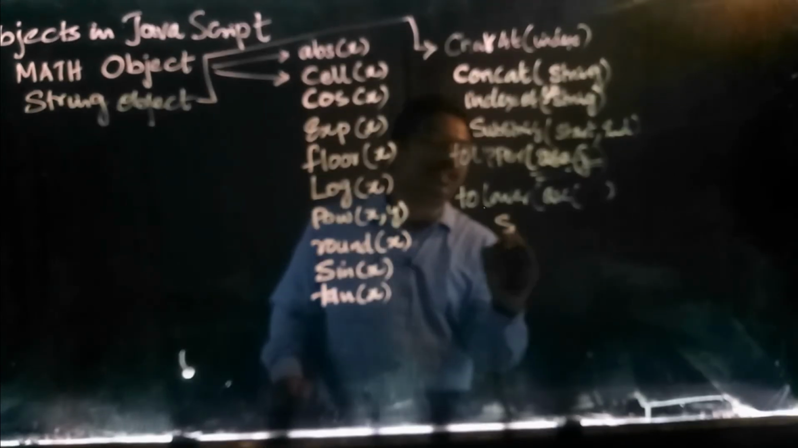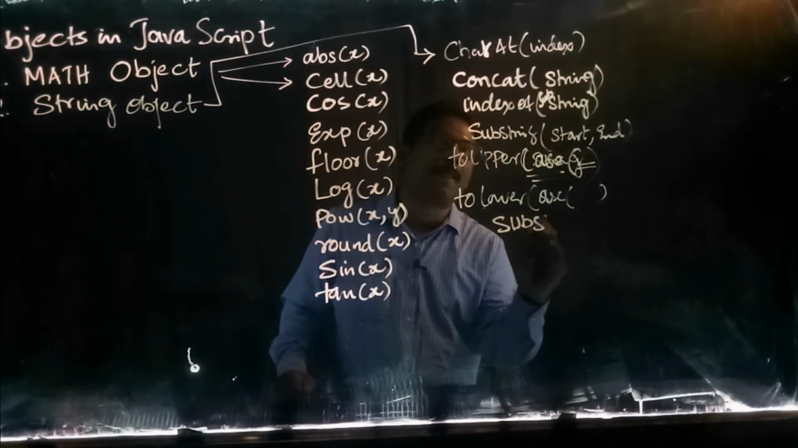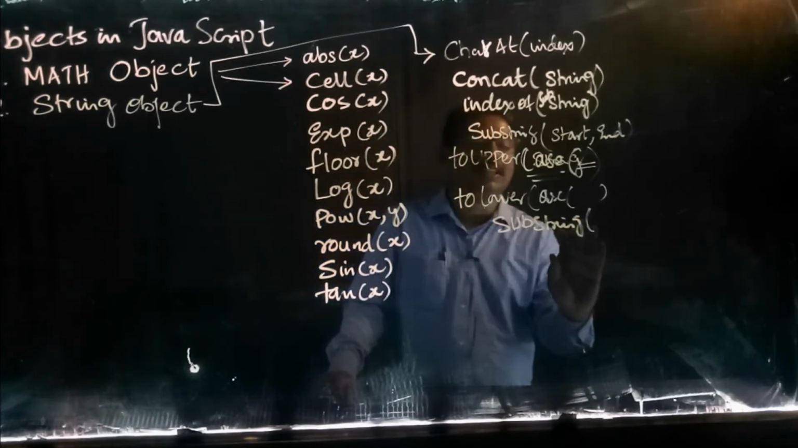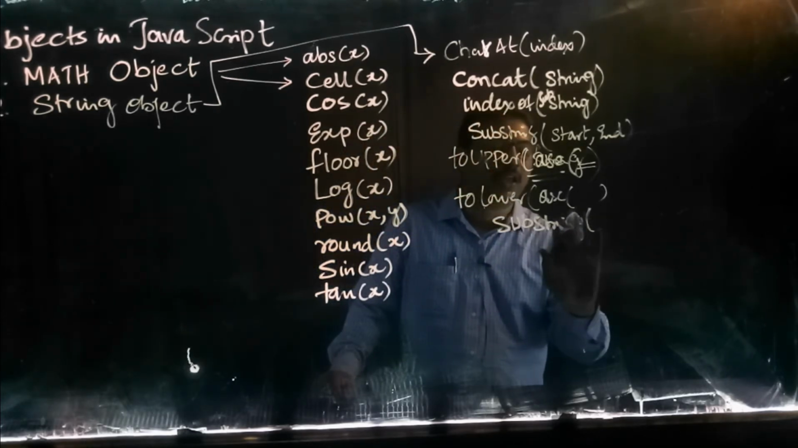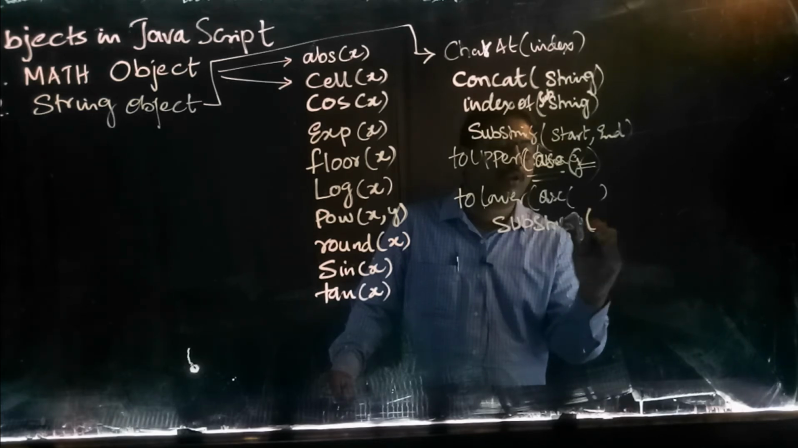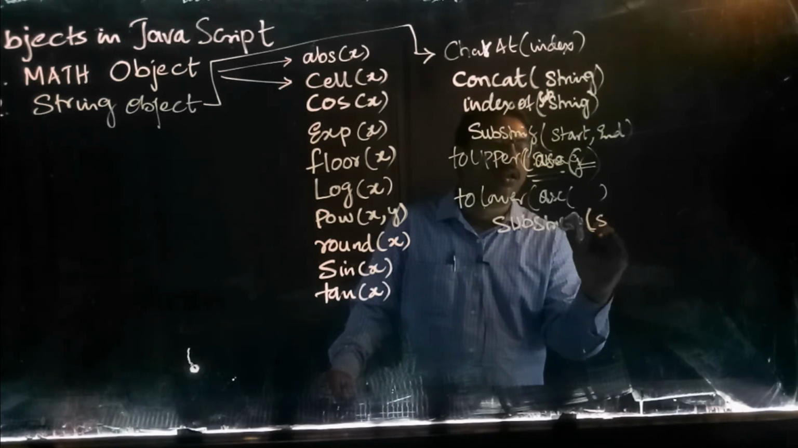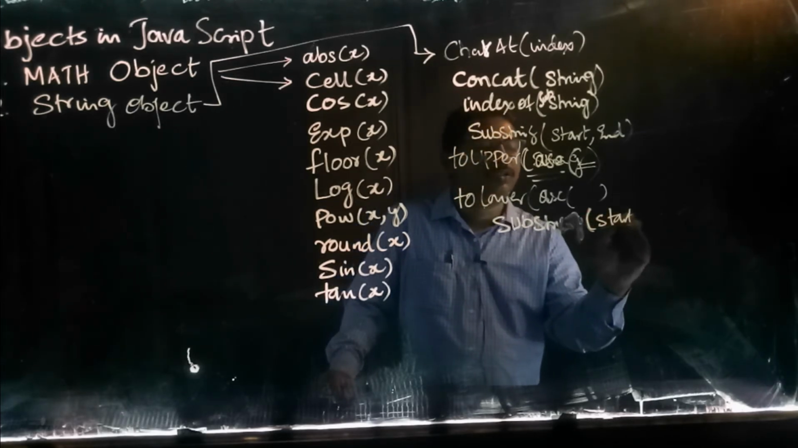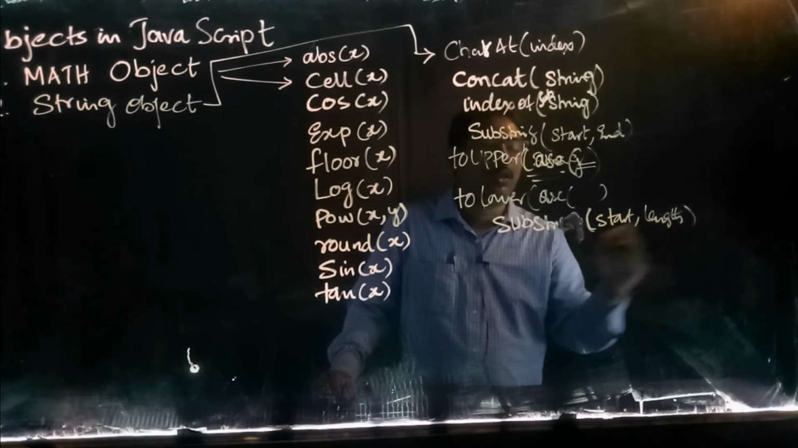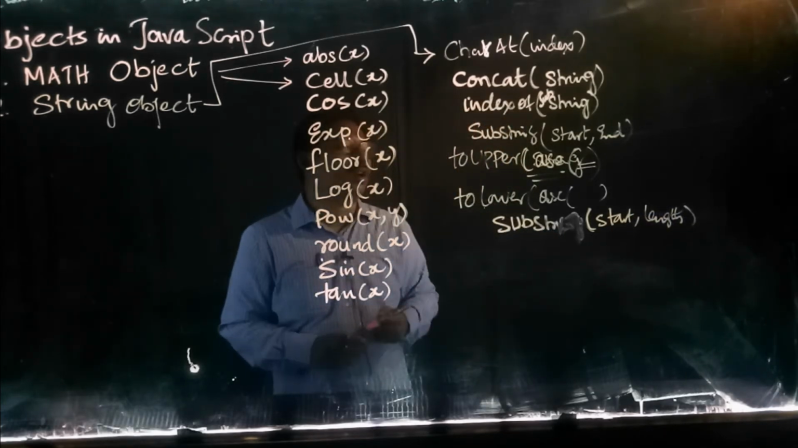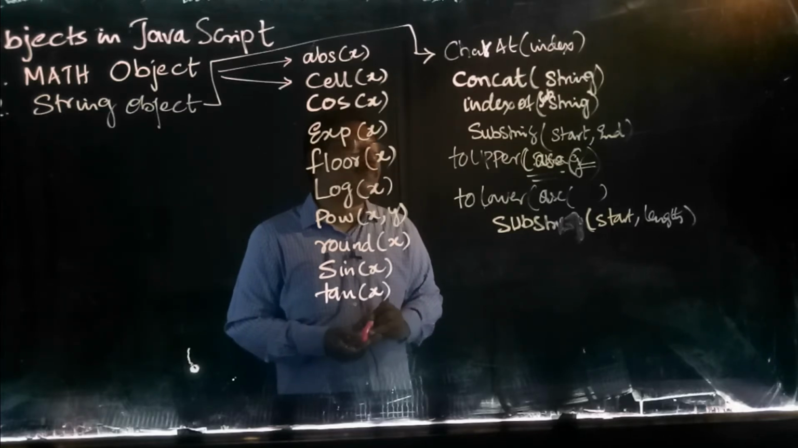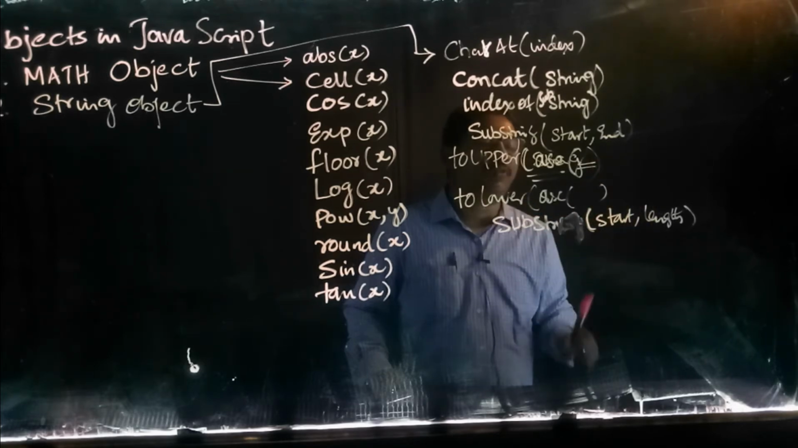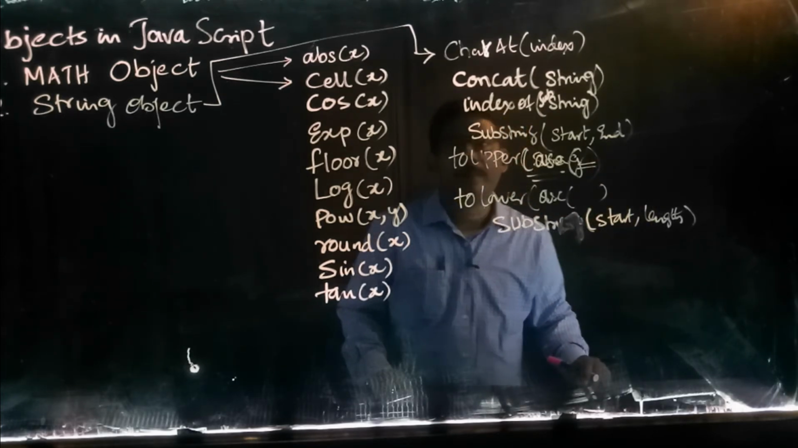Then another function is there, substr. Here, str, we won't give the total string. By using substr with str, start and length, start comma length, the length of the substring is based on the length from the starting value, and from there the substring will be identified and printed.